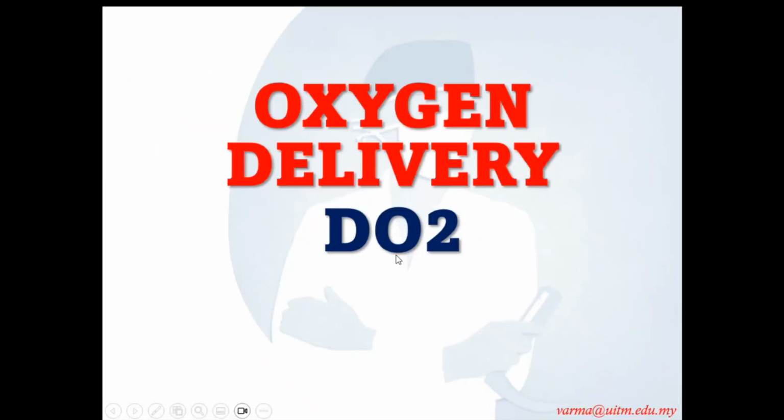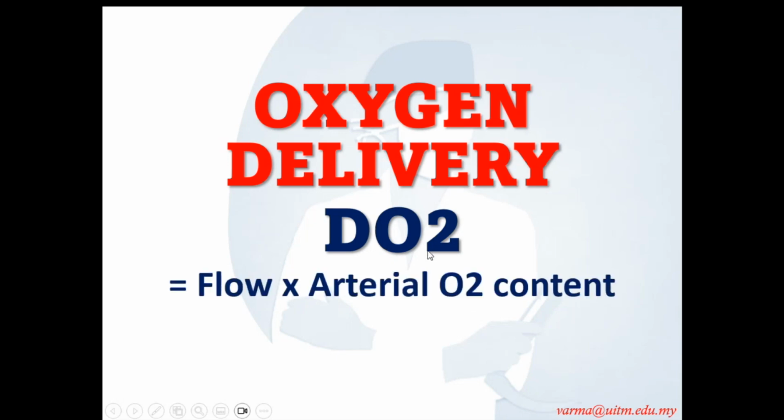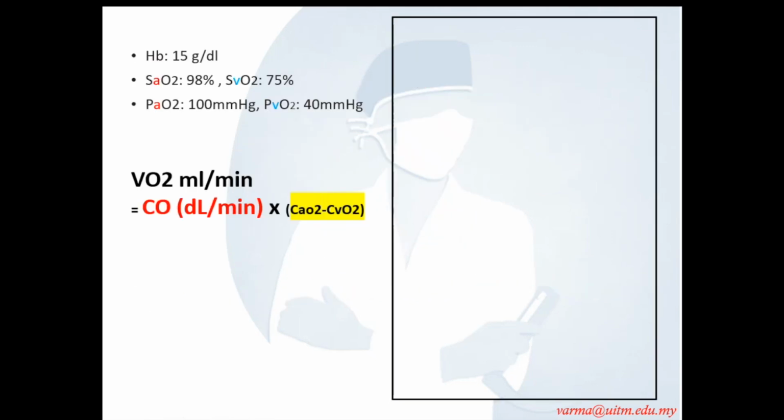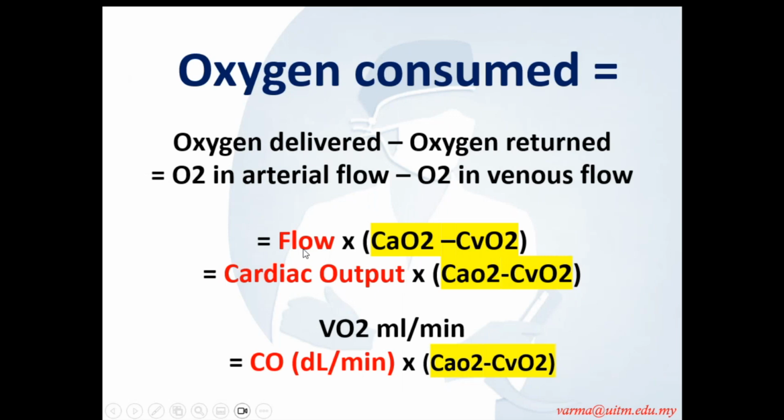Okay. The next equation will be oxygen delivery, DO2, or in some books it is mentioned as oxygen flux. So what is oxygen delivery? We talked about venous oxygen, where oxygen consumption is oxygen in arterial flow.